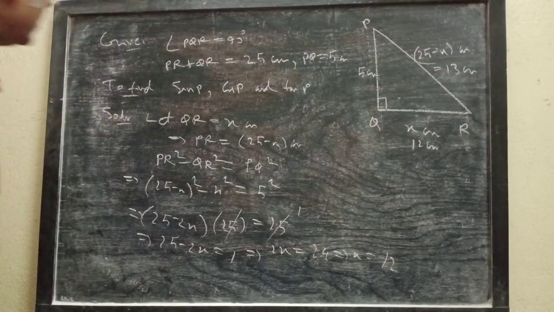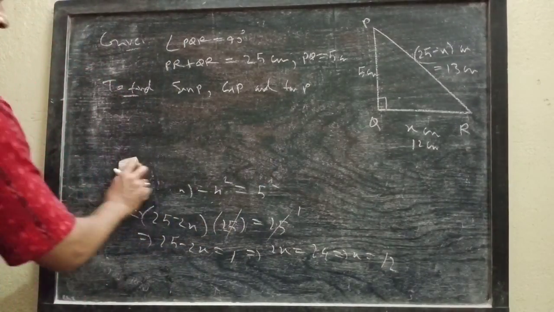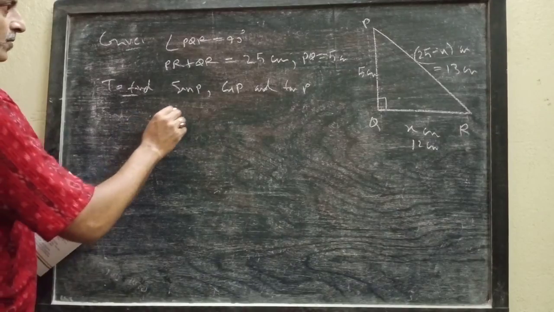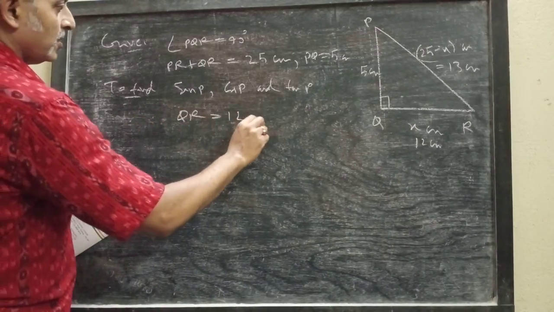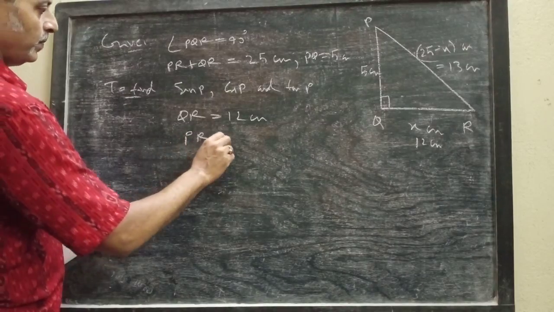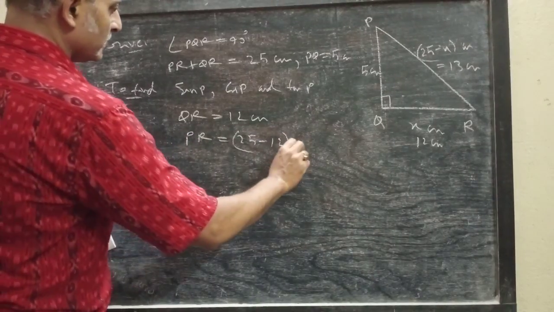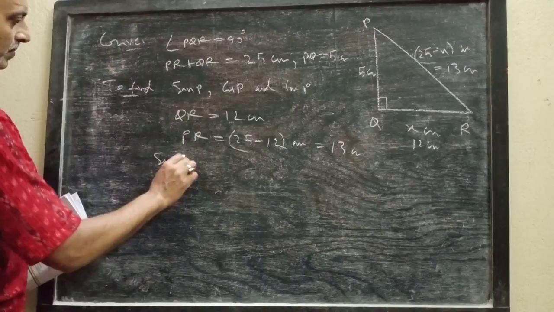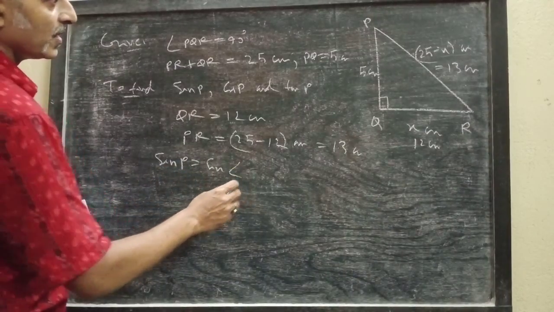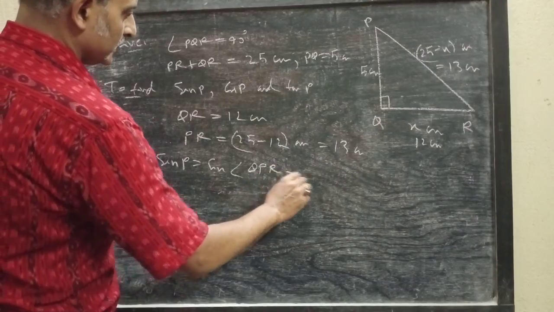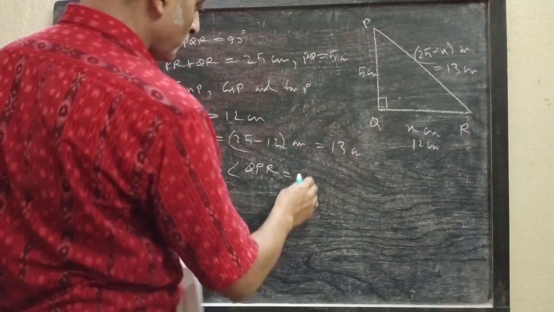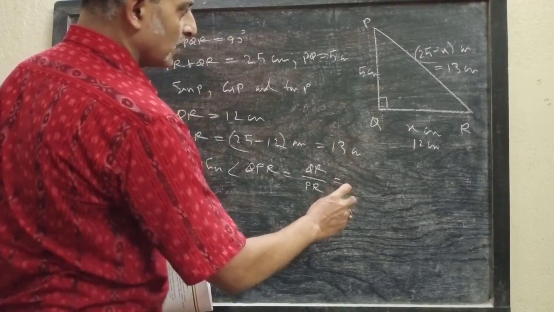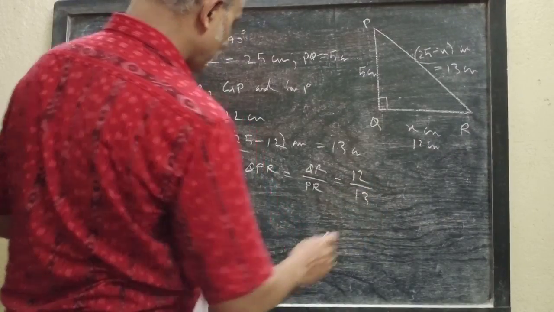Now it is easy to find the required value. Right, therefore QR is 12 centimeter, therefore PR is 25 minus 12 centimeter equals 13 centimeter. Now sin P. Sin P means sine of angle QPR. The angle concerned is QPR, so perpendicular is QR. Perpendicular by hypotenuse, QR by PR. QR is 12, PR is 13, so 12 by 13.